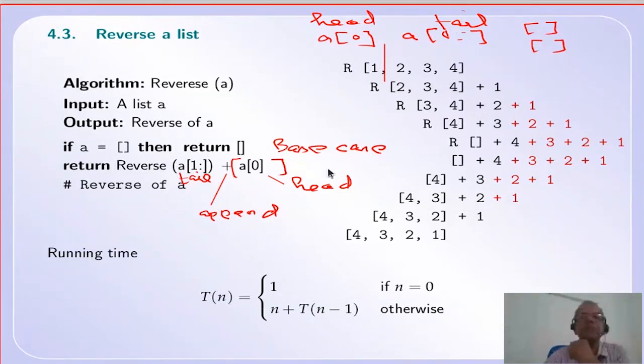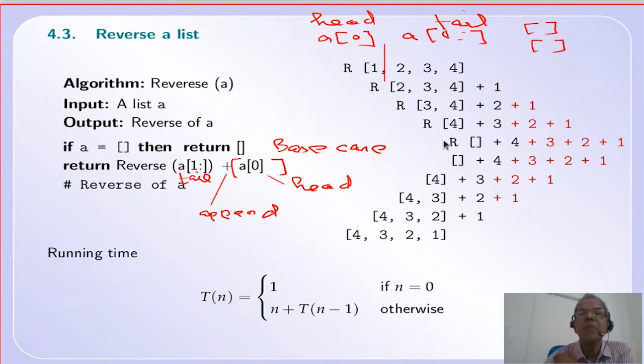Let us trace it. Reverse 1, 2, 3, 4. We have deconstructed to reverse 2, 3, 4, append 1. That would be deconstructed to reverse 3, 4, append 2. That would be deconstructed to reverse 4, append 3. That would be deconstructed to reverse empty list, append 4. This is a base case. Reverse of an empty list is empty.